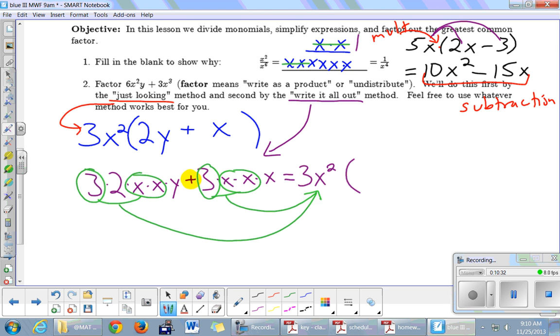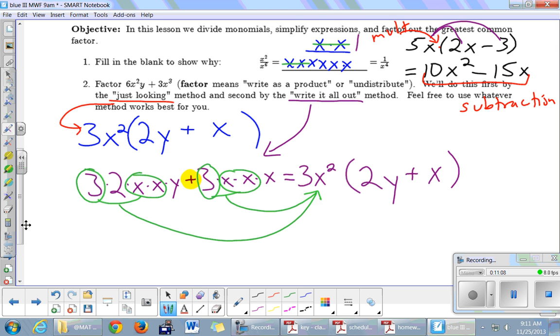We've already pulled the 3x squared out. So whatever you see is left over is what goes in. So I see a 2 and also a y. So the 2y goes inside. And what else do I see in the second term? It's an x. Don't forget that plus sign. And we're done.